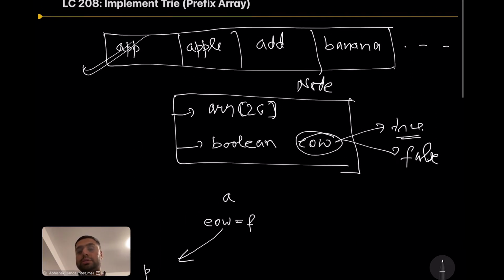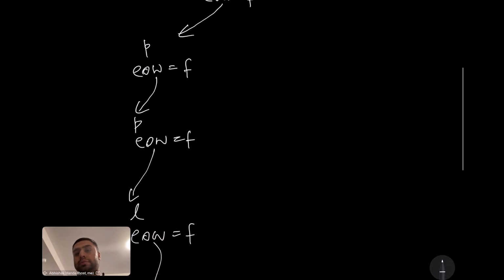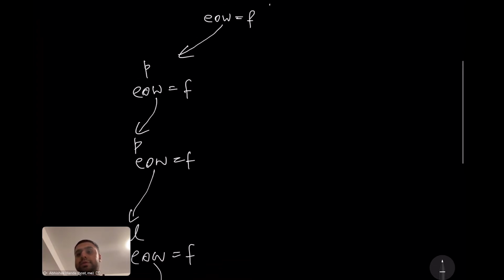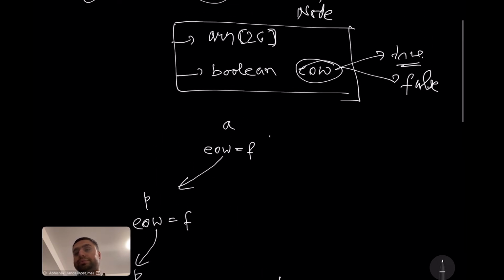Okay, so this word we have covered, apple. Now for app, what we can do is, a, which will be starting from here, a p p. Okay, so here we can mark end of word as true because we have a word in our corpus, app. Okay, so this we can simply make it true.